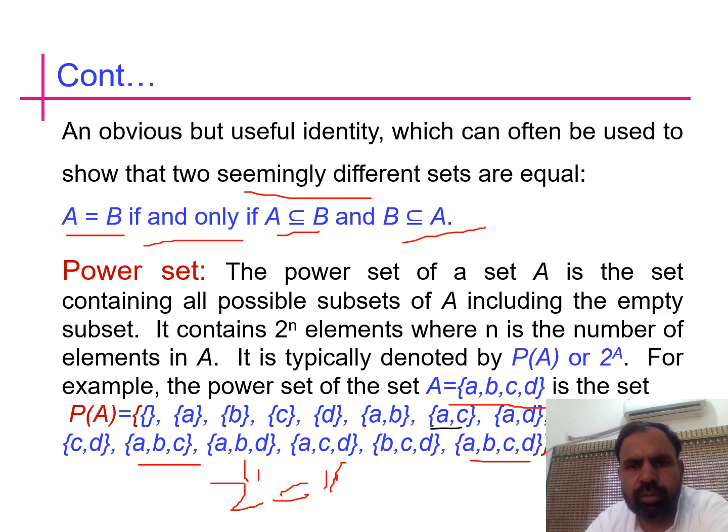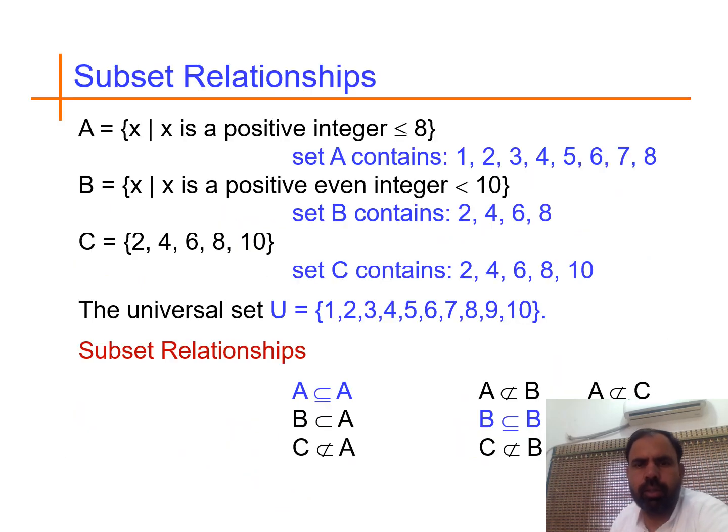You can count all these subsets which are contained in the power set. So these are 16. So if we have a set A which has only 2 elements, then in the power set of A, the elements are 4. Subset relationships.